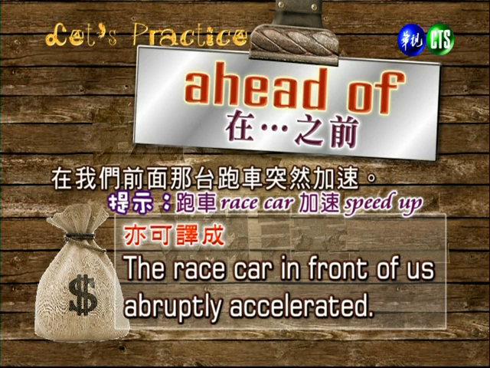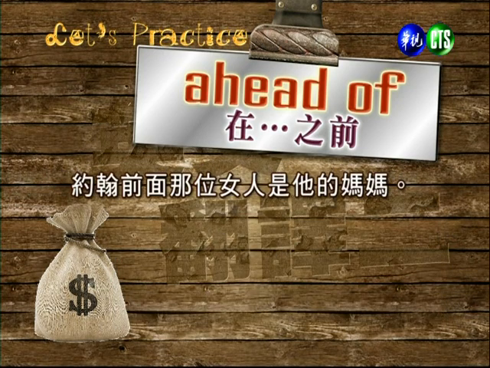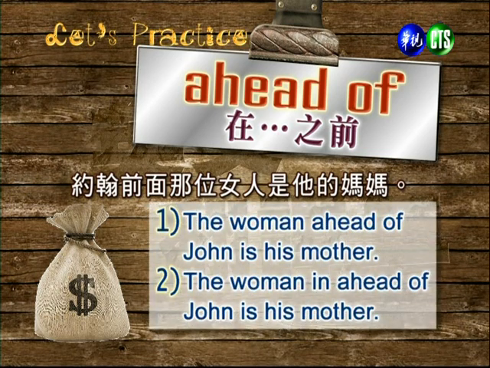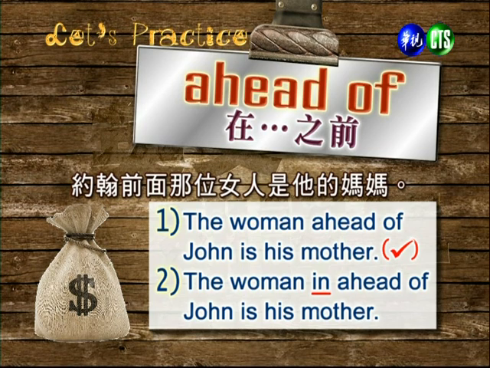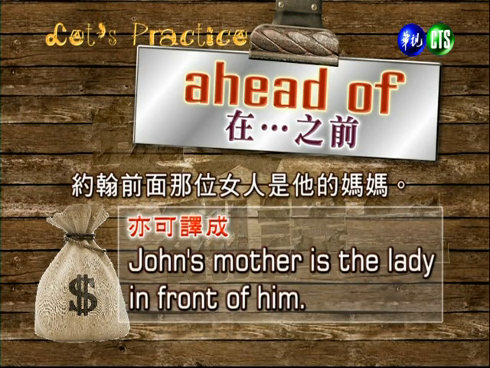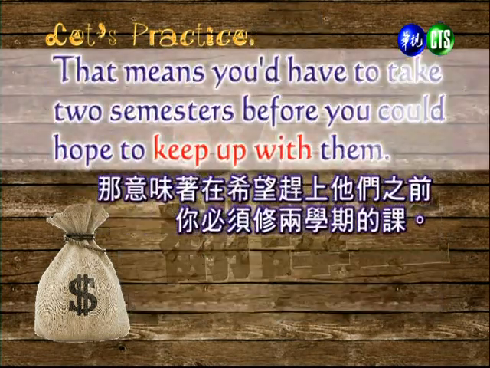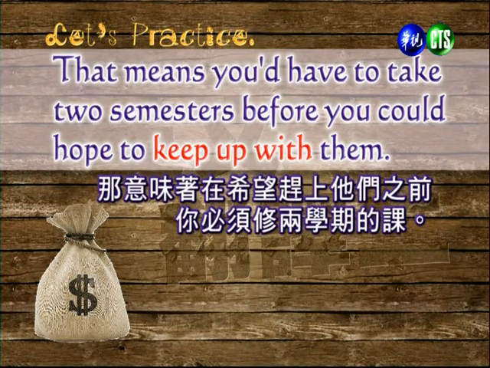好，很好。我们看下一句。约翰前面那位女人是他的妈妈。The woman ahead of John is his mother. The woman in ahead of John is his mother. 好，哪边有错？Second one's definitely Chinglish. 好，我们不能说 in ahead of，要说 in front of。好，另外翻翻看。John's mother is the lady in front of him. 对，这样对了哈。好，我们看下面。That means you'd have to take 2 semesters before you could hope to keep up with them.